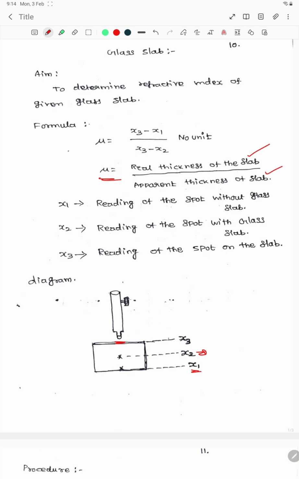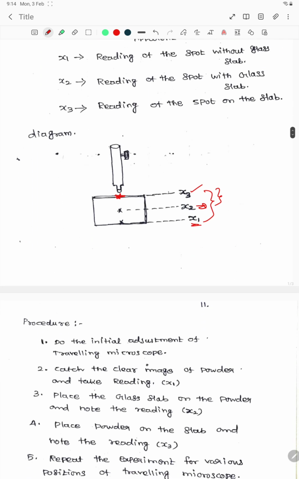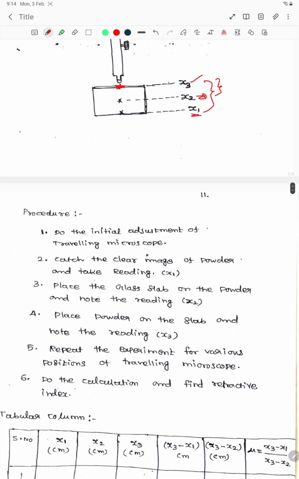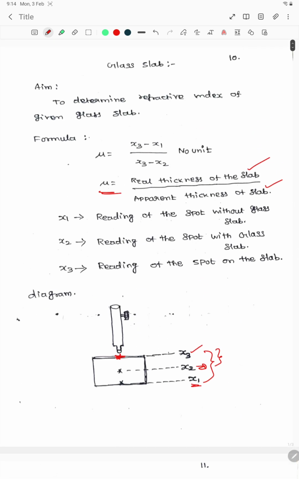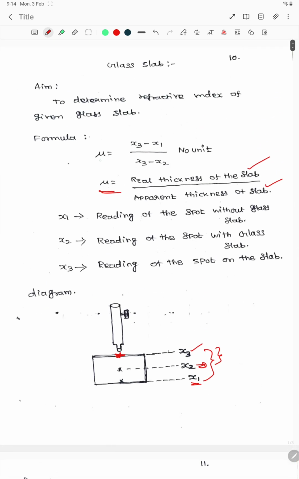Then you place the lycopodium powder on top of the glass slab and measure the third reading x3. So x3 minus x1 is the real depth, and x3 minus x2 is the apparent depth. We will be dividing real depth by apparent depth. As you can see in the table, you have to write the procedure and the diagram clearly, and mention the formula x3 minus x1 by x3 minus x2 with no unit. This is very, very important. You have to write no unit here, and the readings x1, x2, x3 must all be measured in centimeter. You have to mention that.